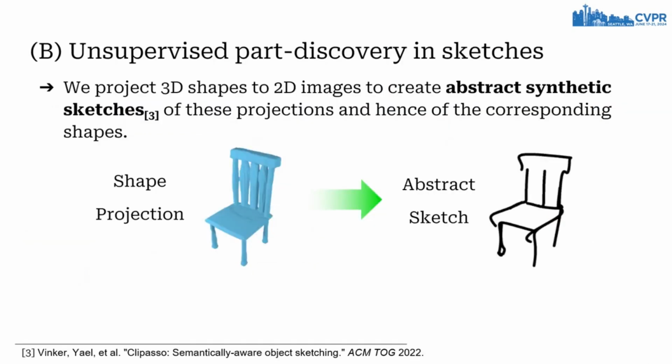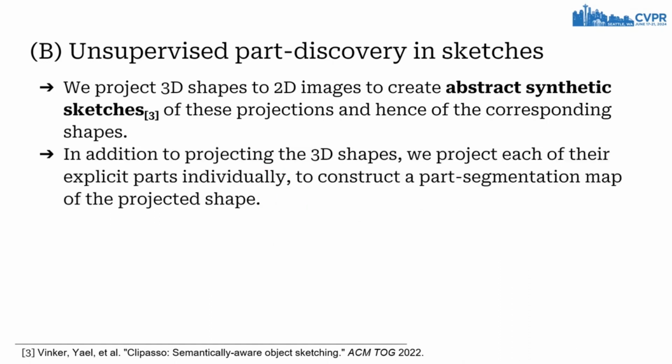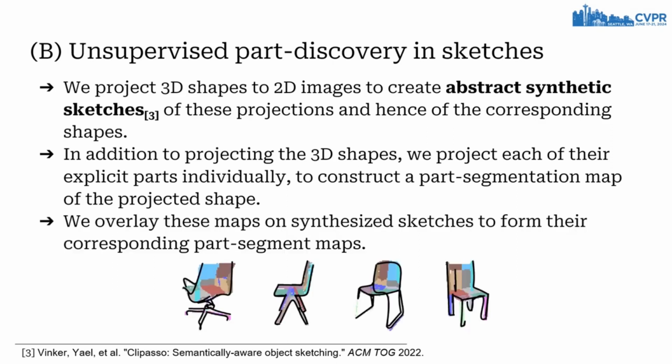To construct synthetic sketches corresponding to 3D shapes, we first project 3D shapes to 2D images and then create abstract synthetic sketches of these projections. In addition to projecting the complete shape, we construct meshes of shape parts and project them in a similar fashion so that we can construct a part segmentation map of the projected shape. Since the synthetic sketches are constructed from these projected images, we can overlay these segmentation maps on synthetic sketches to form their corresponding part segment regions.